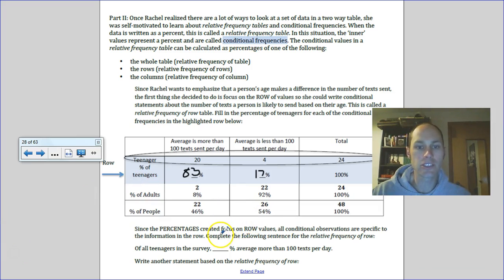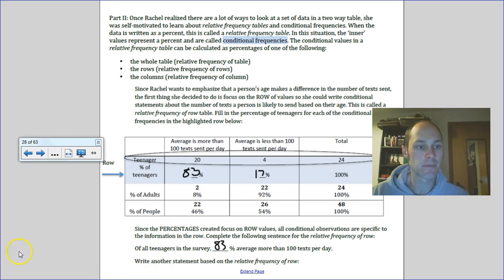So since the percentages focus on row values, all conditional observations are specific to the information in the row. So of all the teenagers in the survey, 83% average more than 100 texts per day. That's one conditional statement we can make. Why don't you write another conditional statement based on the relative frequency of row?